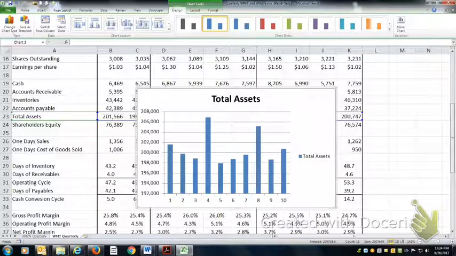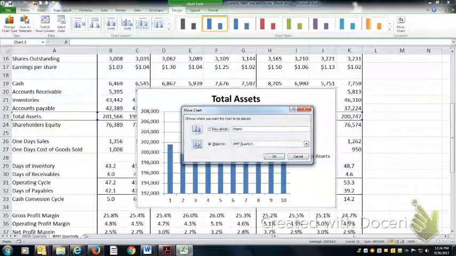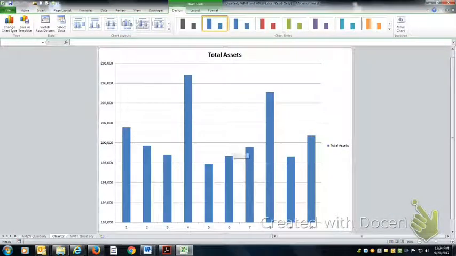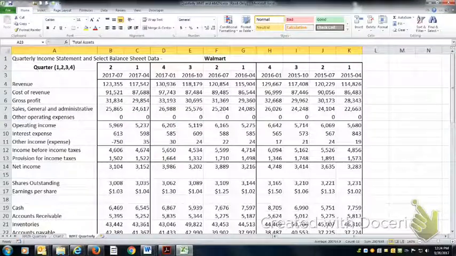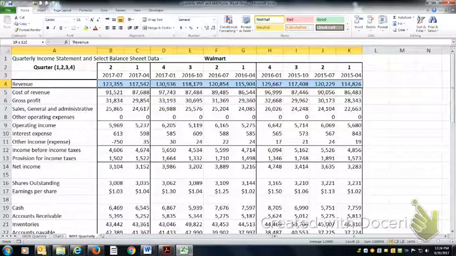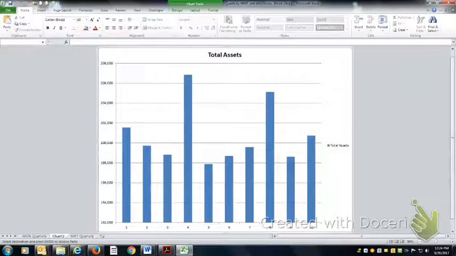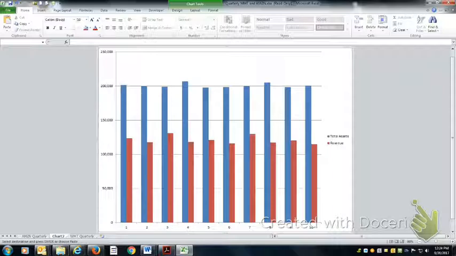The big jump here is the increase in inventory. But if we also add to that, so your fixed assets will be stable. You have a big jump in the inventory. If we throw the revenue in there, into our chart, we could see that the revenue peaks at a different time.